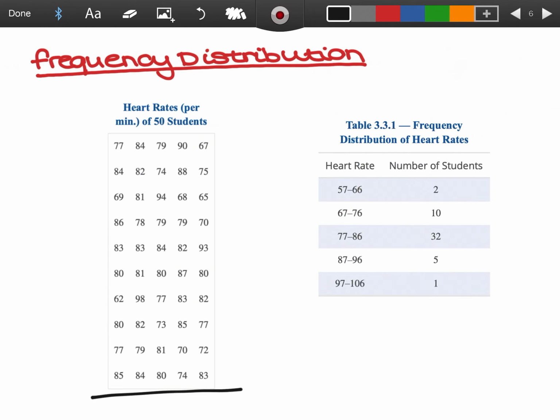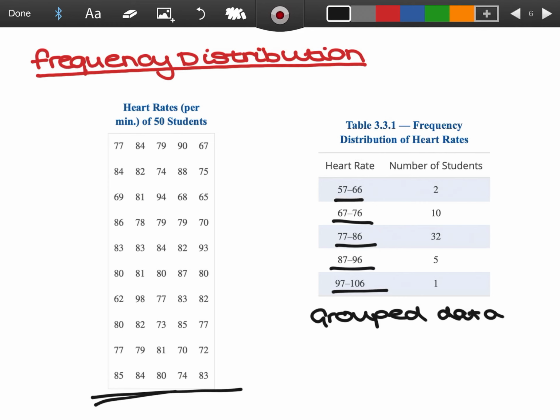So what you actually do with a frequency distribution is you group your data. So it's grouped data, always with a frequency distribution. They're put into categories or ranges. You're going to group them. So I've got 5 different ranges, and for each one of these ranges, I'm going to go through my data and see how many people fall into that particular range.